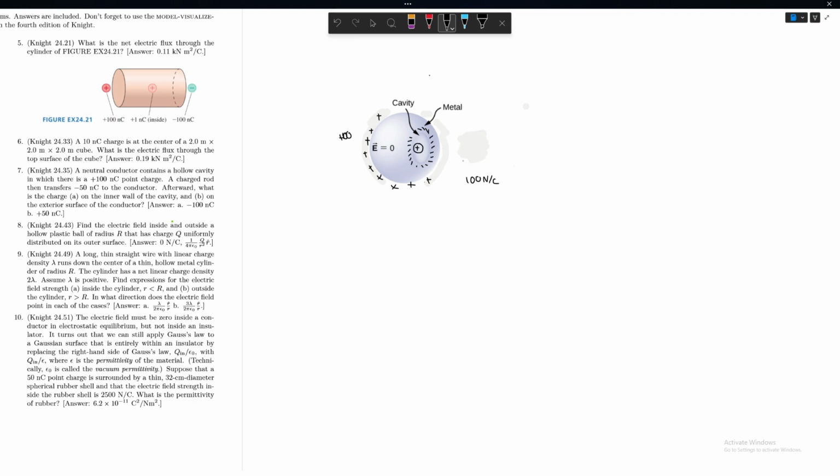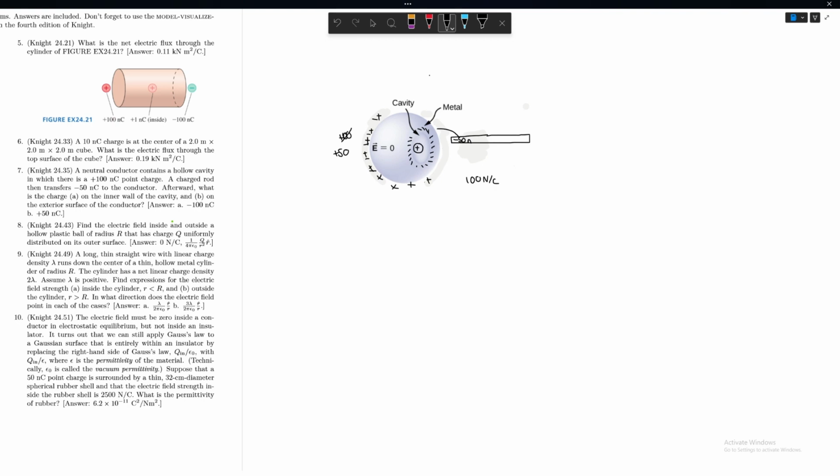Now if a charged rod of negative 50 gets tapped, then all this negative 50 will transfer over and connect with these, right? But now it's not 100, it's just plus 50. Afterward, what is the charge on the inner wall of the cavity and on the exterior surface of the conductor?